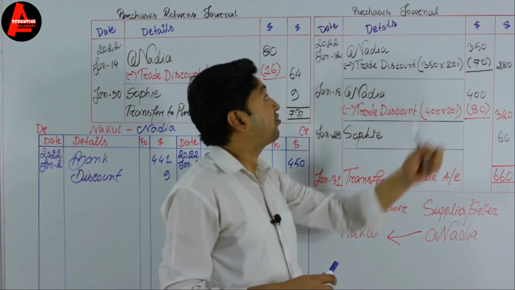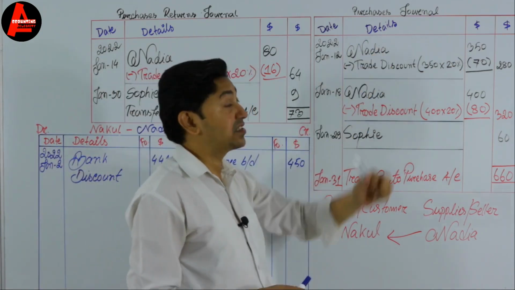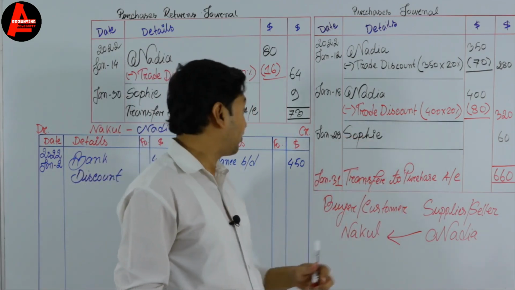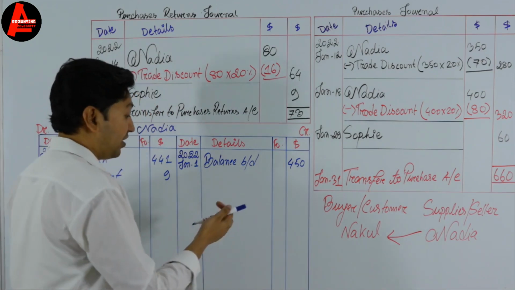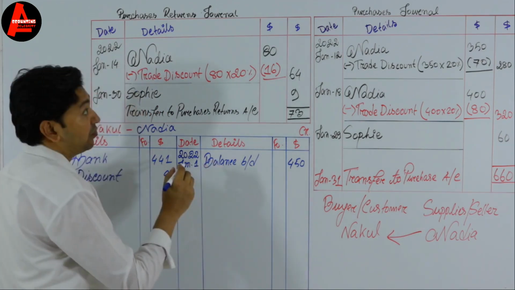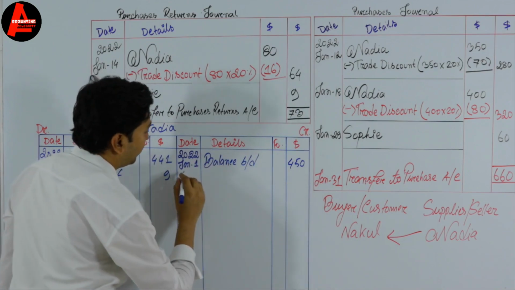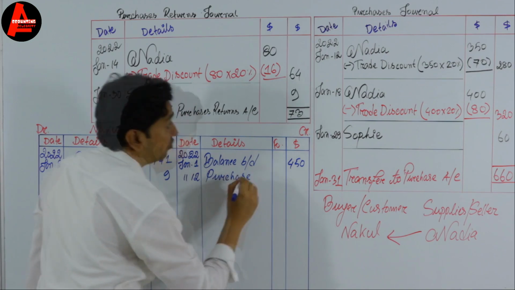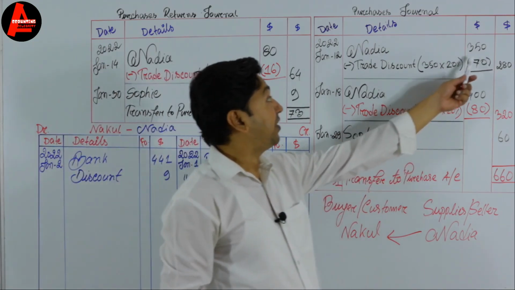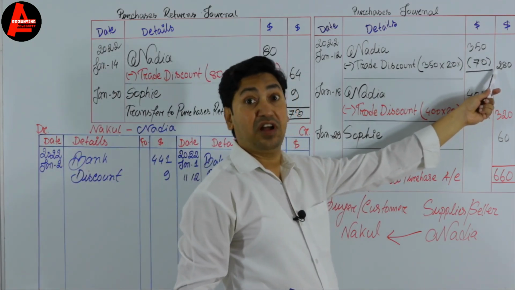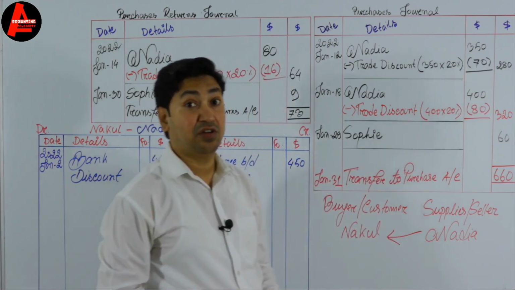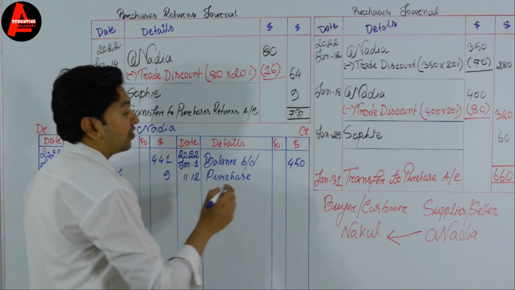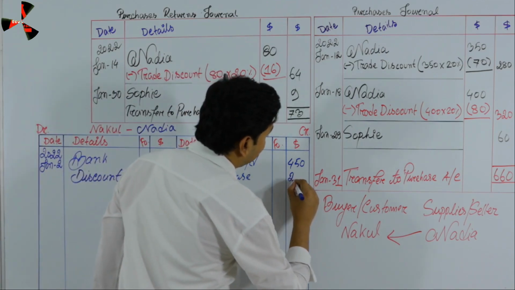So let us write here Nadia 350, it is in the purchase journal. We transfer this amount to the purchase account. So here we will write purchase, January 12. Which amount will be included, 350 or 280? $280, after trade discount. Trade discount is not included in any books of account, don't forget. So let us write here $280.